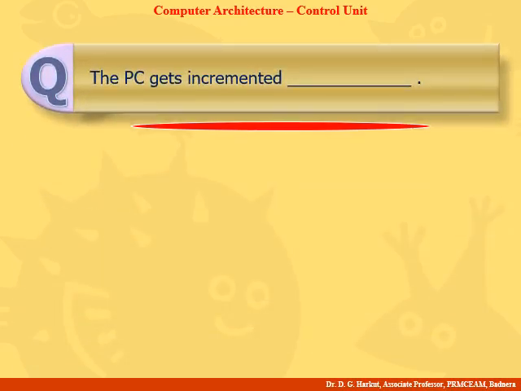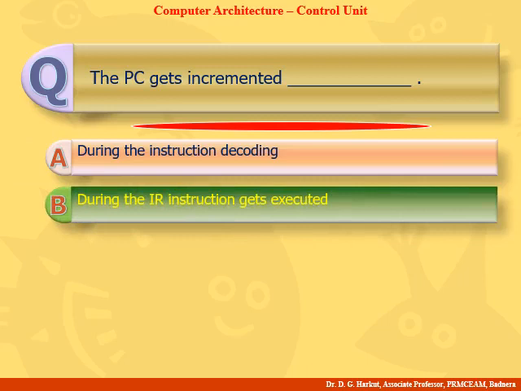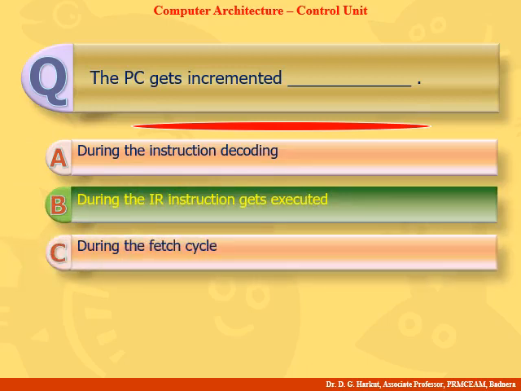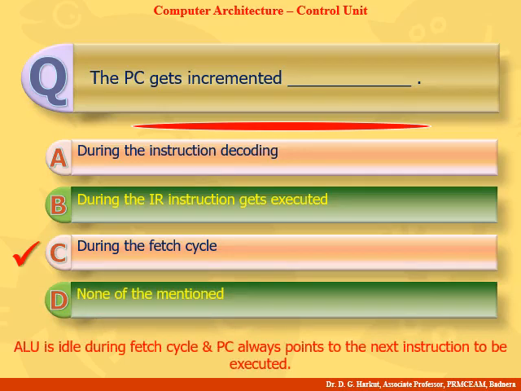Next question. PC gets incremented. Option A during instruction decoding. Option B during an IR instruction gets executed. Option C during the fetch cycle. Option D none of the mentioned. Generally, the value of PC is incremented during the fetch cycle. As ALU is idle during fetch cycle and PC always points to the next instruction to be executed, we utilize the services of ALU to optimize the performance during fetch stage.